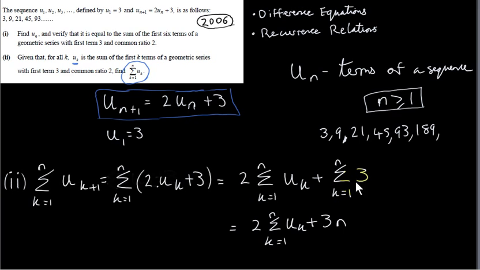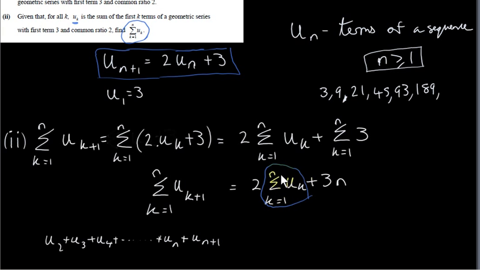As I explained in an earlier video also, the sum of a constant is just the constant times the number of terms. So when k is 1 we have 3, when k is 2 we have another 3, when k is 3 we have a 3. So we're summing n 3's, from 1 to n. So n 3's is just 3n. This is just a constant function of k.